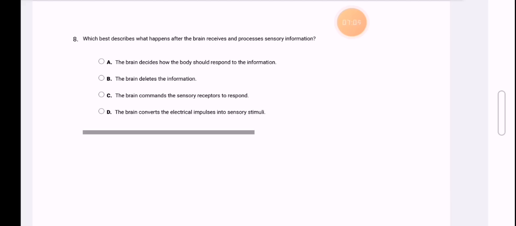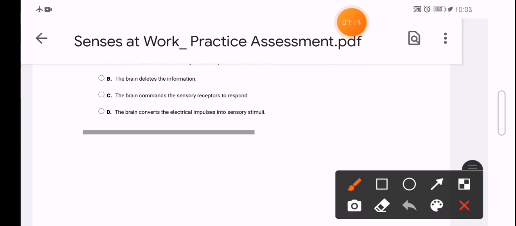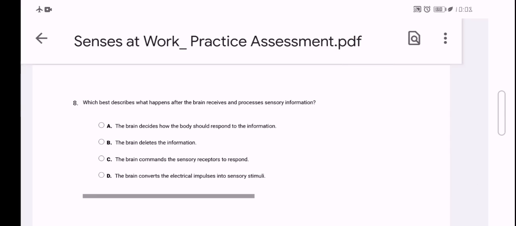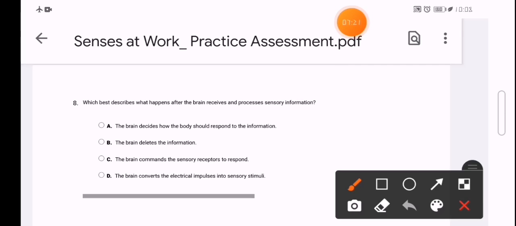Number 8, which best describes what happens after the brain receives and processes sensory information? So the brain starts to search in the memory, then responds with the suitable answer. The brain decides how the body should respond to the information. Right, but you have to complete. The brain deletes the information. No, our brain can't delete information from itself.